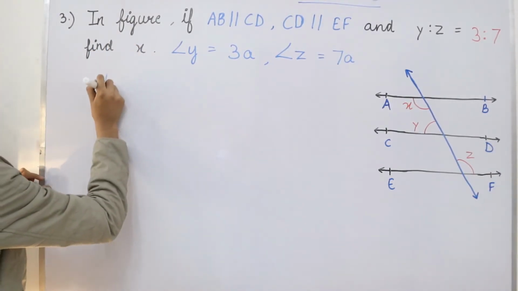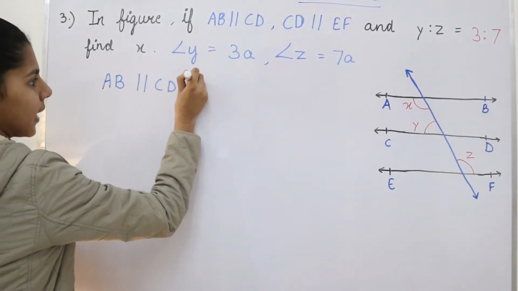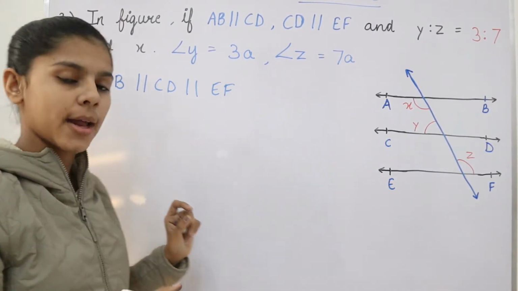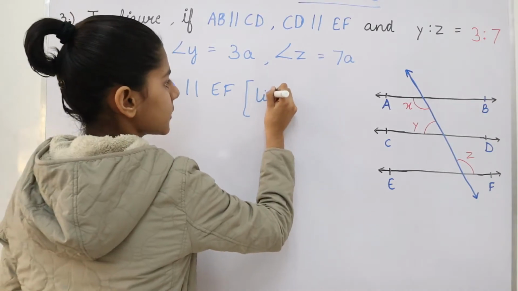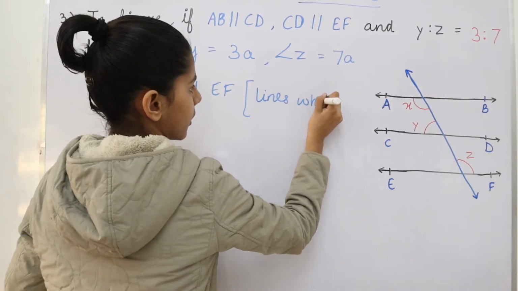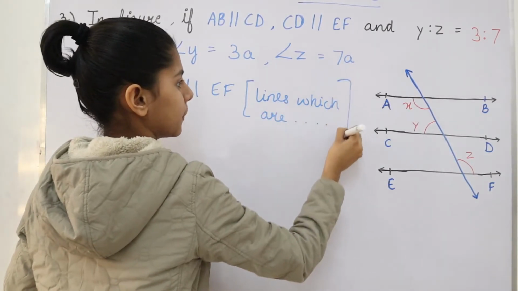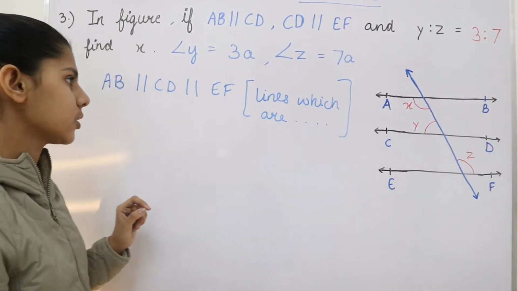So we can write AB is parallel to CD and CD is parallel to EF. All the three lines are parallel to each other, and in the bracket we will write the property: lines which are parallel to a single line are parallel to each other.